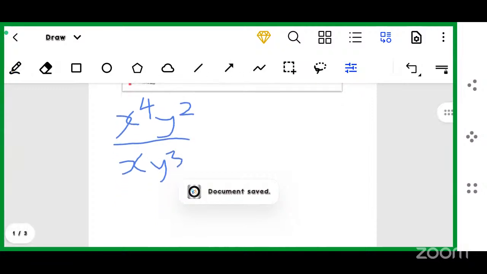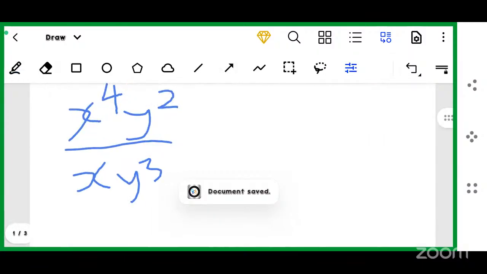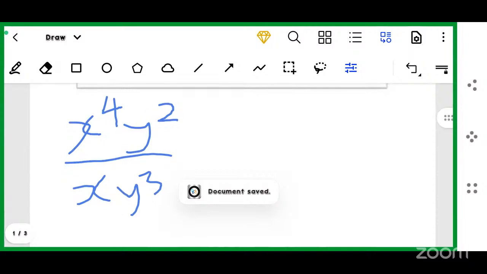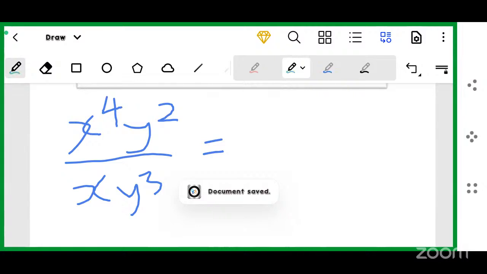So now we look at the like terms again. So we see if we have like terms. Do you think there are like terms there, and which like term is pairing with which one? The x to the power of 4 is going to deal with the x, and the y to the power of 2 is going to deal with the y to the power of 3. Perfect. So how are you going to write it?